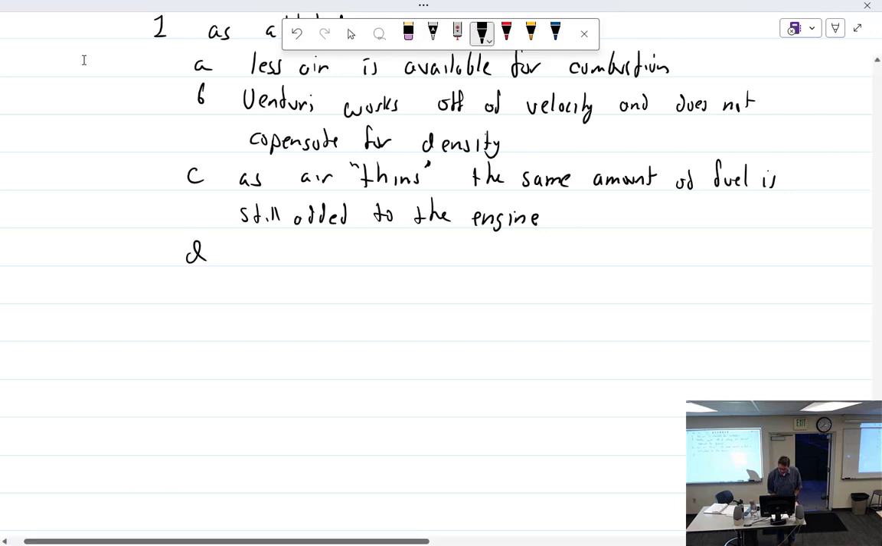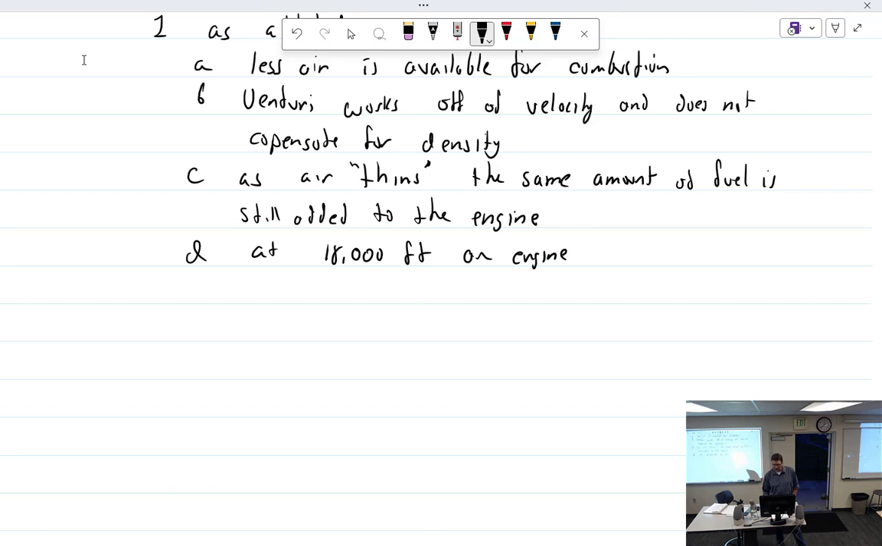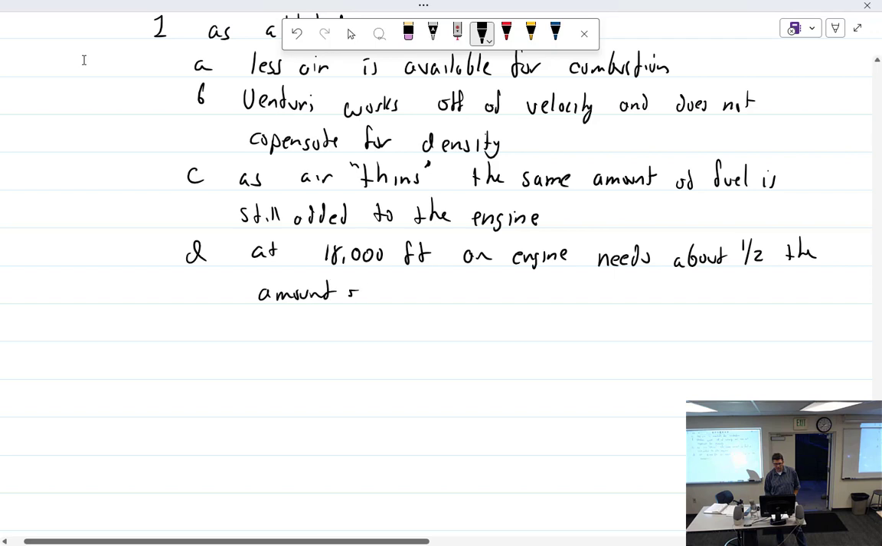What do I got here? Oh yeah, that's interesting. At 18,000 feet, an engine needs about half the amount of fuel as at sea level.